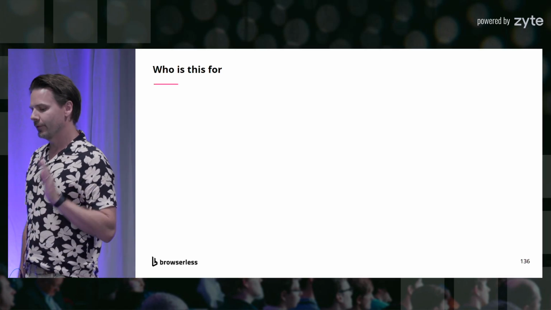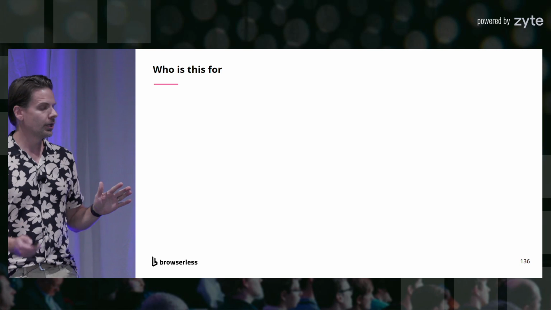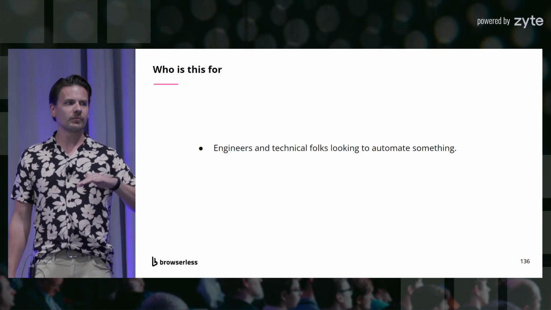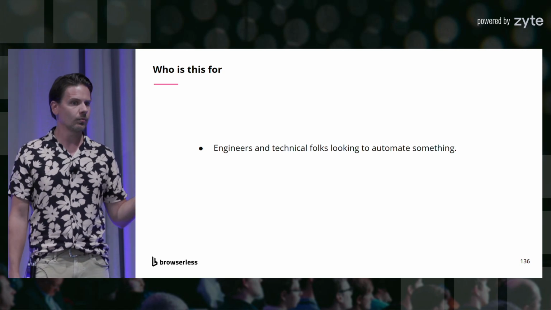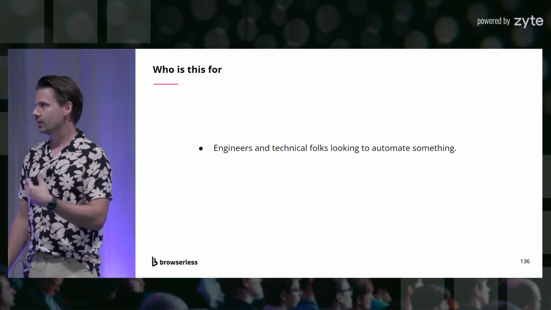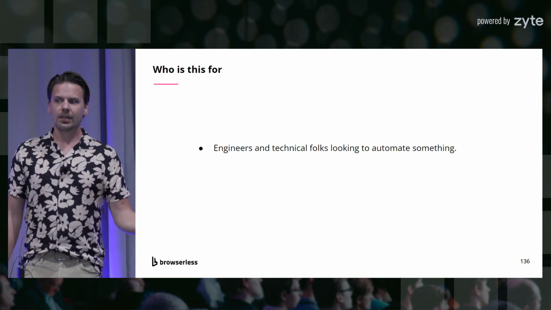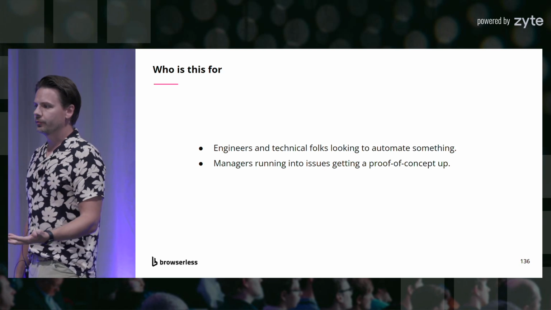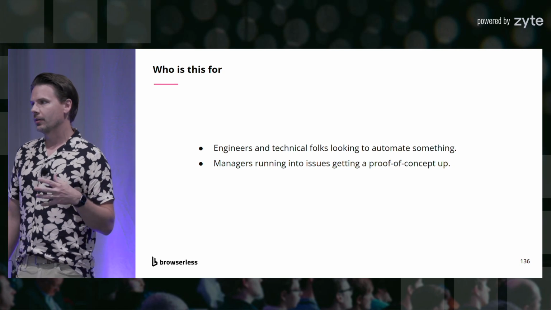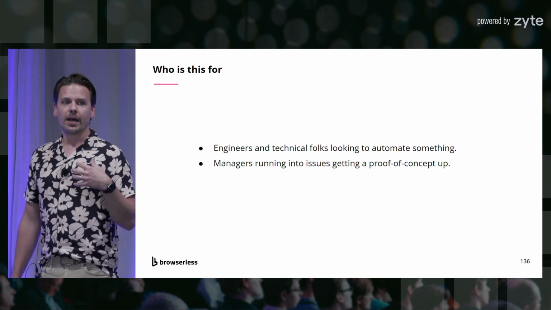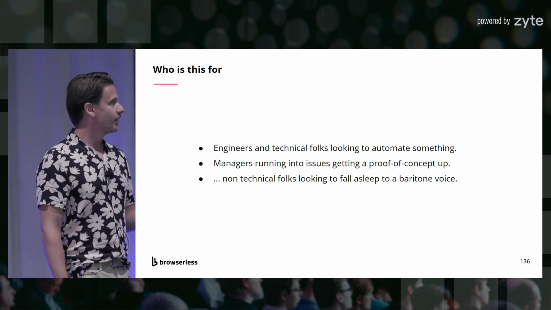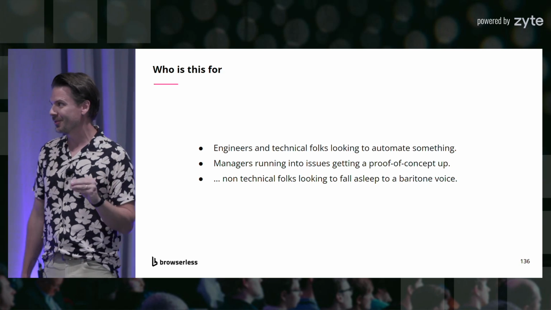Before I get too much into that, I'm going to talk a little bit about who this is for. This is primarily for engineers and folks looking to automate something. This supersedes the traditional web scraping case where you just want to get data off, but you want to do something on behalf of maybe somebody else, yourself, or an end user who's given you access to do this kind of a thing. This is also helpful for managers and product managers, people that are thinking about this, or this is on the roadmap to come, and just want to know what they're getting themselves into. This is also for people who are really tired and just want to nap to somebody with a nice baritone voice. So if you're not technical, then you're probably in the wrong spot to a degree.